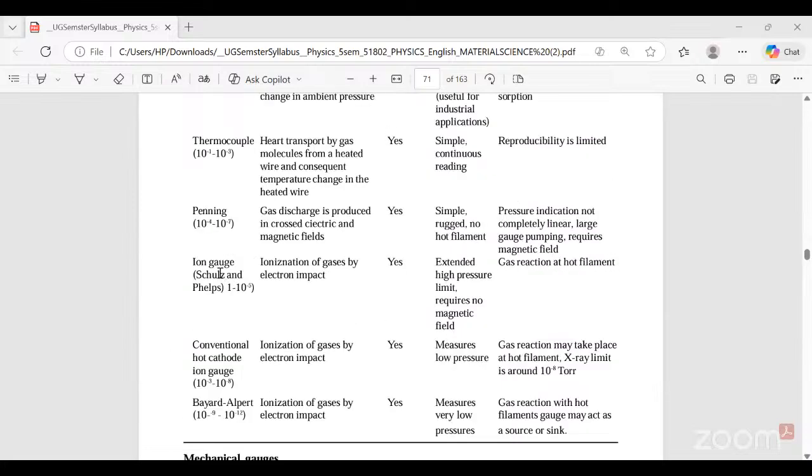Next, if you see the mechanical gauges, these mechanical gauges measure the pressure from atmosphere to 0.5 torr.